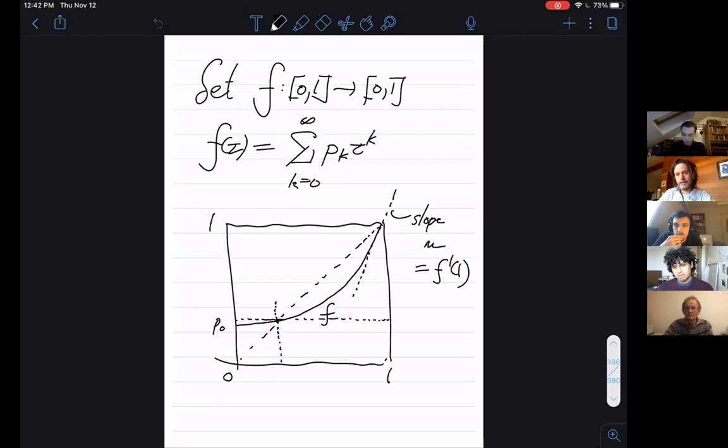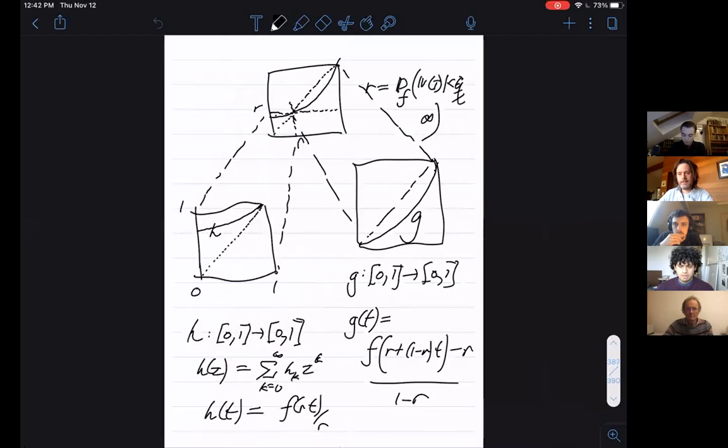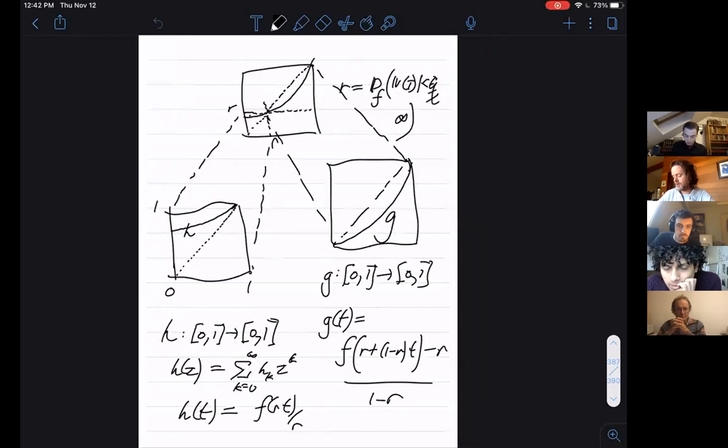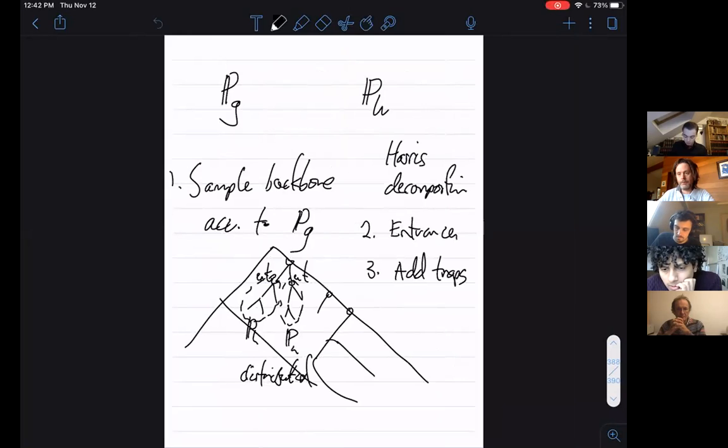Just recapping these definitions, you have this nice Harris decomposition that can be seen as zooming in on these two subsquares in this picture and having new moment generating functions. H on the left is a subcritical object, and G on the right is a supercritical one, with the difference that there are now no barren vertices for G. So that's the backbone moment generating function G, and H is the finite trap moment generating function.